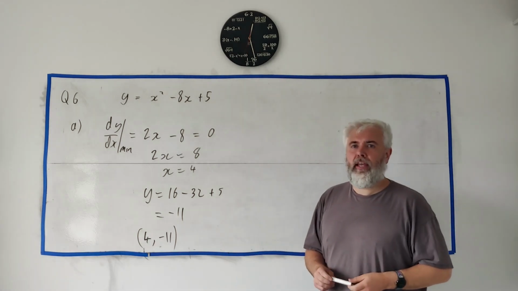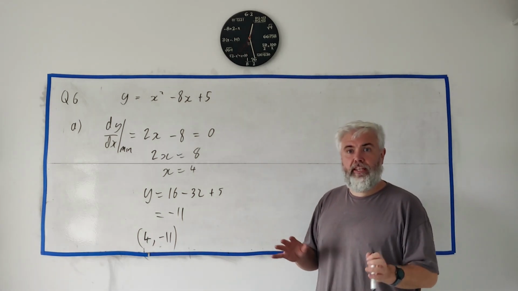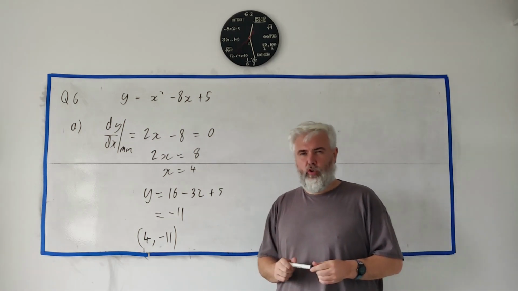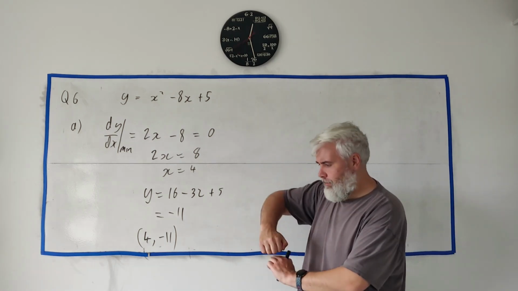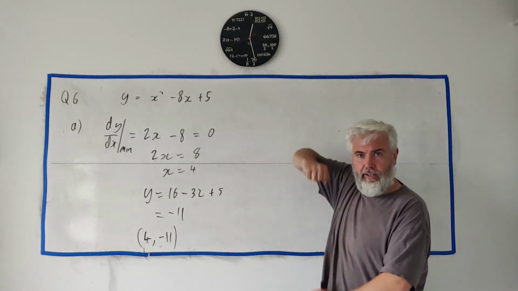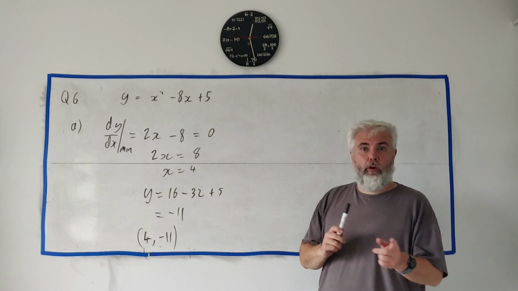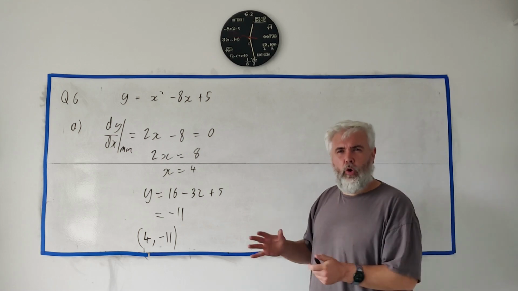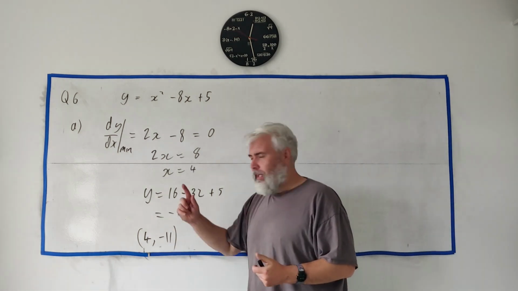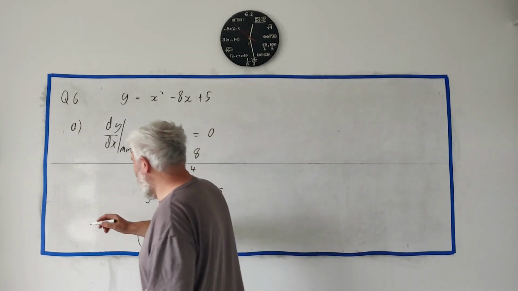In part B, they tell us that the curve is stretched by a factor of 2 parallel to the y-axis. That means going up and down, being stretched that way. And then it's translated by 4 and 1. And they want us to find the coordinates of the minimum point. Let's draw it out just so we see what we're talking about.